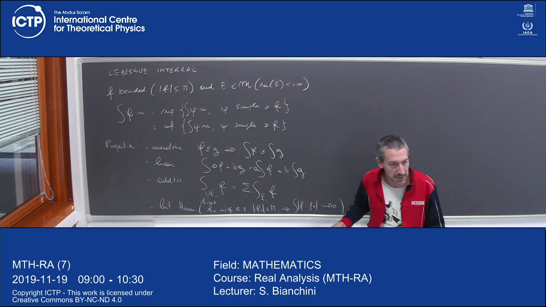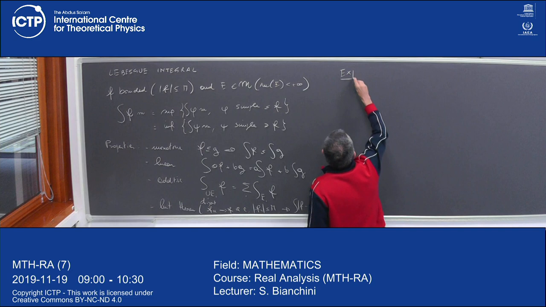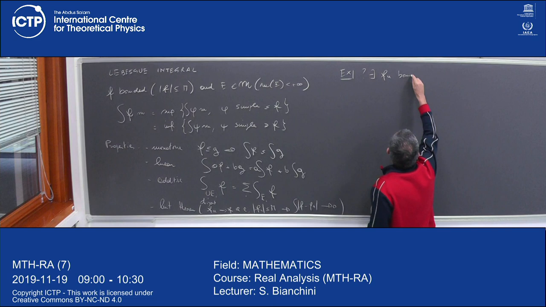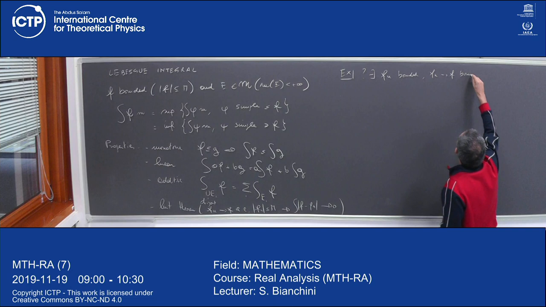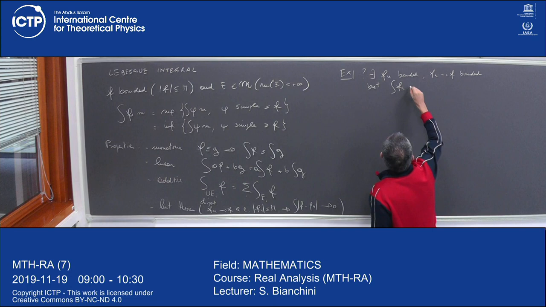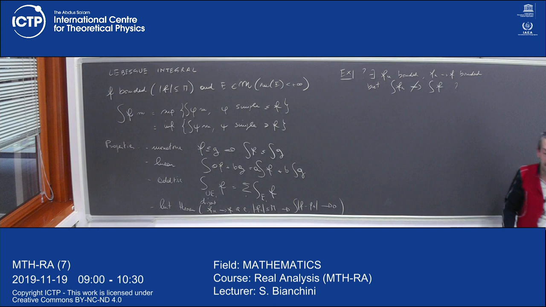So the exercise is: if the Fn are not uniformly bounded, there exist Fn bounded, Fn converges to F bounded, but the integral of Fn does not converge to the integral of F. I said that even if we forget the fact that the Fn are uniformly bounded, there is another problem that can happen: Fn converge to F, which is not bounded. But I can ask them to converge to something which is bounded, and still the theorem does not hold.